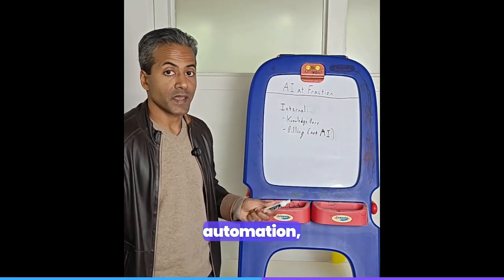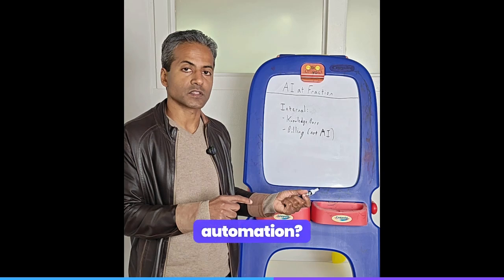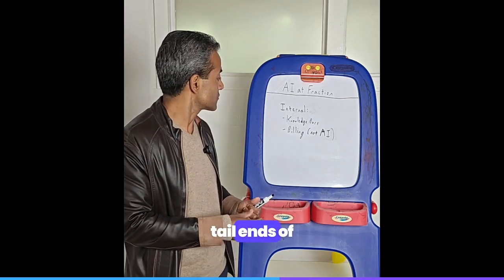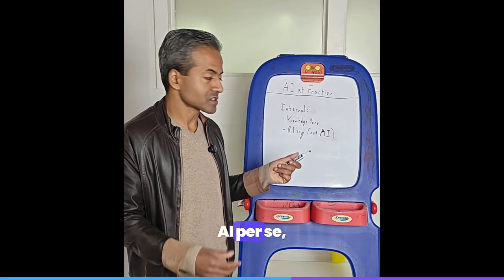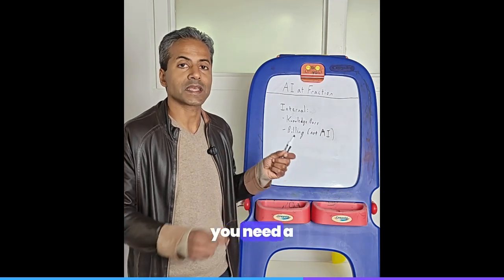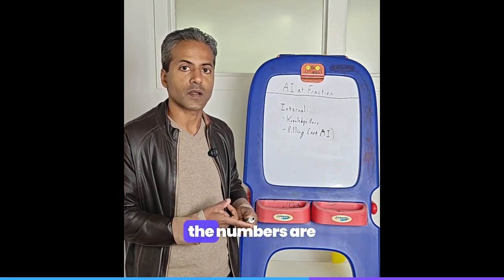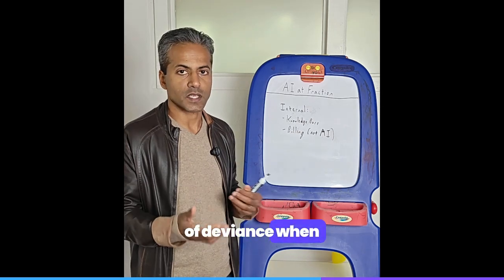So billing automation, or both accounts payable and accounts receivable automation, because we're in the tail ends of achieving both of those. And it's not AI per se, because here you need deterministic code, because you need a guarantee that the money is right, the numbers are right. There is no acceptable amount of deviance when it comes to handling money.